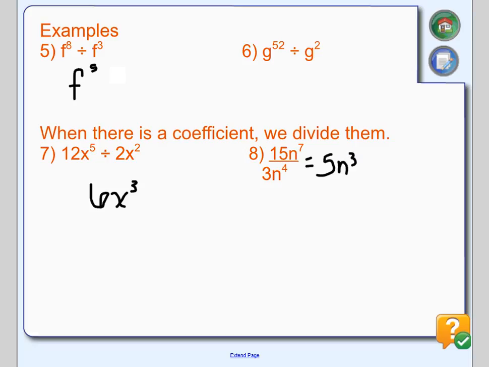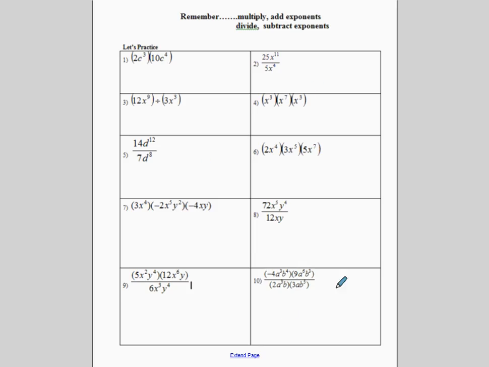Let's look at some more examples that you'll probably see in your work tomorrow or on the test. A lot of the problems are going to look like this. Don't freak out. We're just going to go step by step, and we'll do a couple examples. For this first one, we have 2c to the third power times 10c to the fourth power. Multiply my coefficients, I'm going to get 20. Add my exponents because my bases are the same. So I have c, and 3 plus 4 is 7.